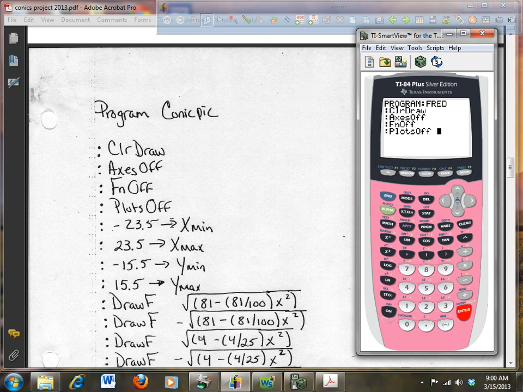Okay, so now this one, this is how you do it. You go negative 23, negative 23.5. Everyone's going to have the same lines in theirs because this is the window that you want to have. And this arrow means store. Here's the store key, and you get that little arrow. You want to store that as X min.